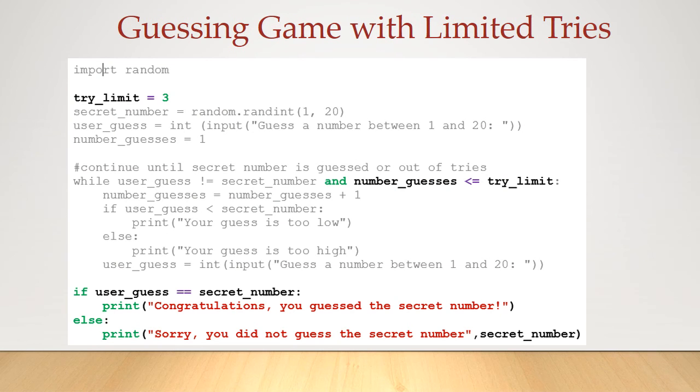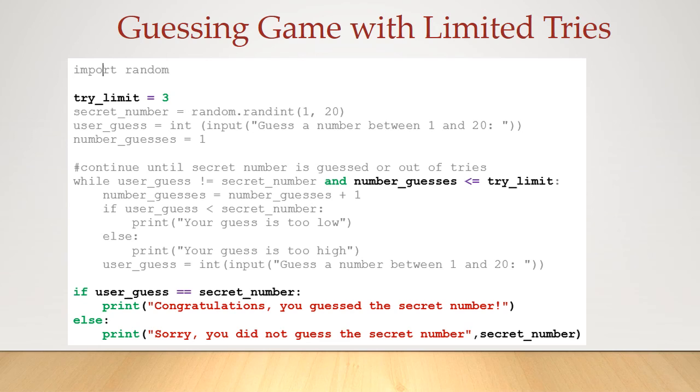Here I've highlighted the changes that were made to our previous guessing game solution in order to implement limited tries. So you can see at the top of the code, we have a variable called try limit, and I've assigned it the value 3. In the while loop, I've modified the condition so that user guess is not equal to secret number, and number guesses is less than or equal to try limit. So as long as both of those are true, the loop continues to be executed.